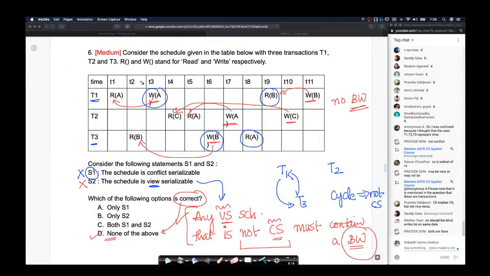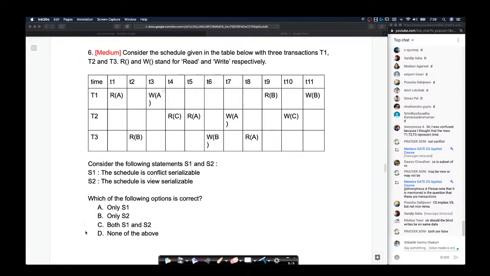So blind write always should be on the same variable, right? Because if you're reading before writing, then it's not a blind write. Blind write means you're not reading anything. You're just brute force, blindly writing things without reading them before. That's what a blind write is. On the same variable, obviously, right? So cool. Sounds good. So this is a very interesting question.